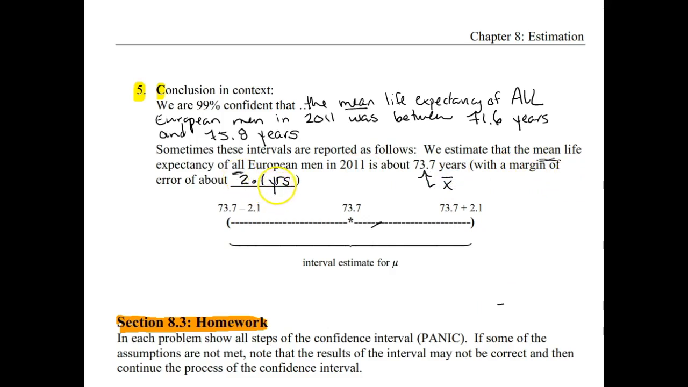So again, where did that 2.1 come from? Okay, so again, our central point here at 73.7, and the endpoints of our interval, the upper endpoint was 75.8. So if we take 75.8 minus 73.7, we get 2.1. And this lower endpoint needs to be 71.6. And so again, if we take 73.7 minus 71.6, we also get 2.1. Okay, so in this case, the interval estimate, we're giving it in this form of x bar, give or take the margin of error. So in this case, that would be 73.7 years, give or take 2.1 years.